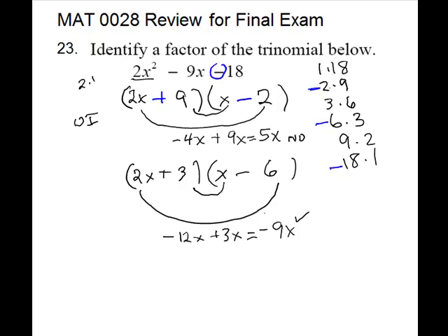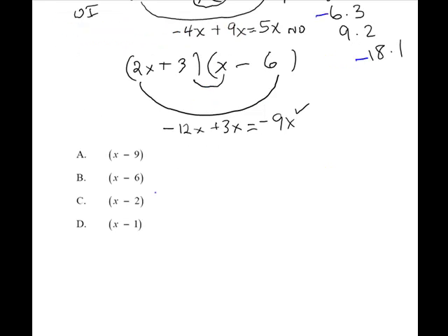Now I have to look through the choices that I was given. In the choices, they're only going to give me one of the parentheses. So we look through them. We can look for a 2x plus 3. That's not in any of them. So we will look for an x minus 6. And it is going to be choice B.